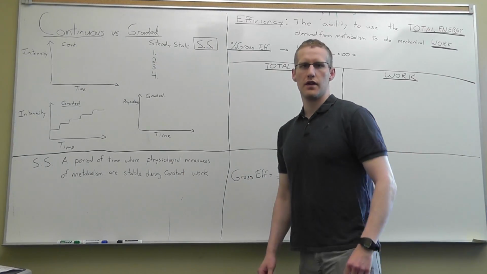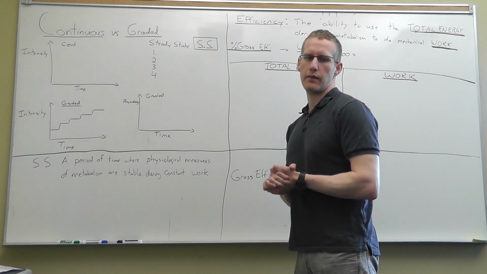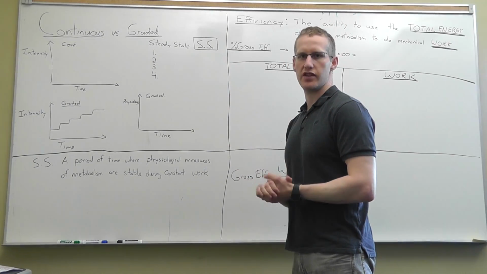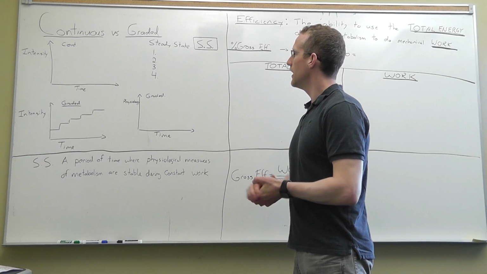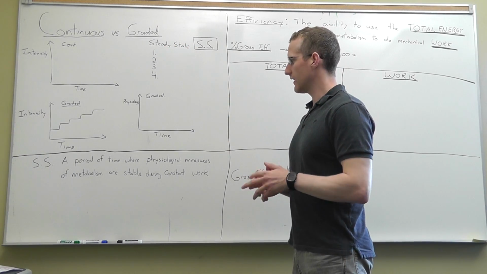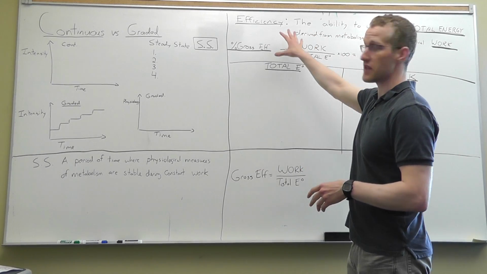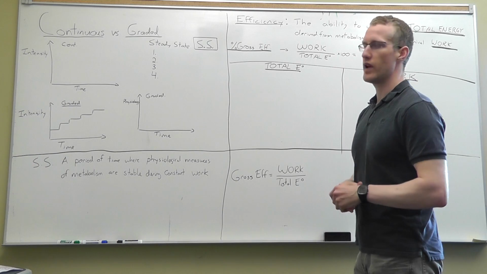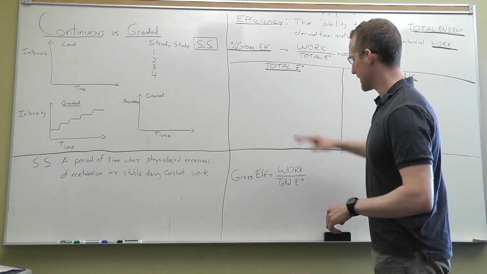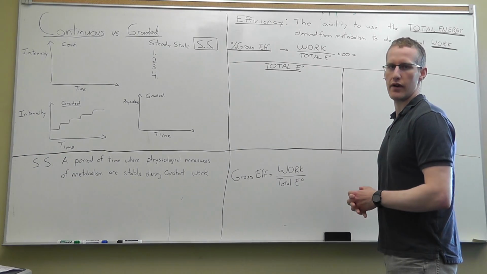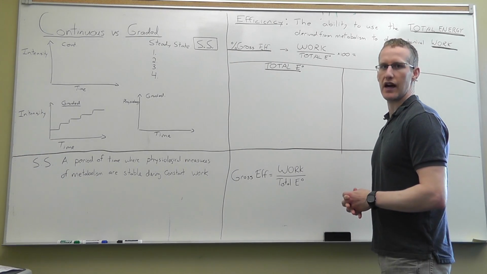All right, so today we have three goals, and we'll break it into three parts. First, we have to discuss the difference between continuous and graded exercise and how steady state is part of that. Secondly, we have to describe gross efficiency, so we're going to define it, and we're going to take a look at what it takes to calculate it.